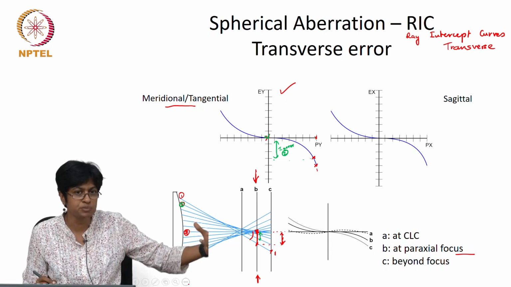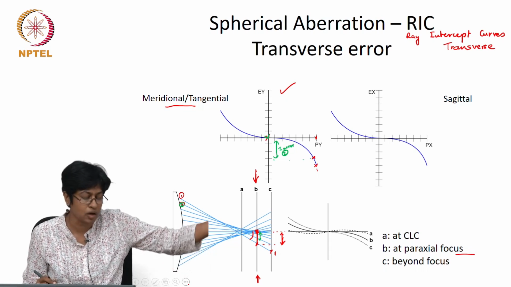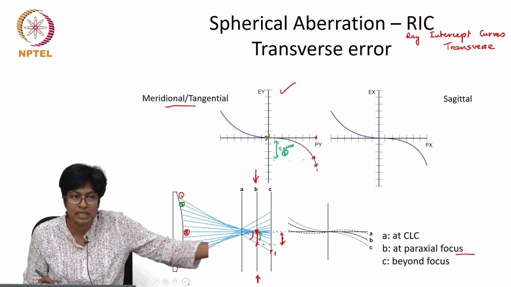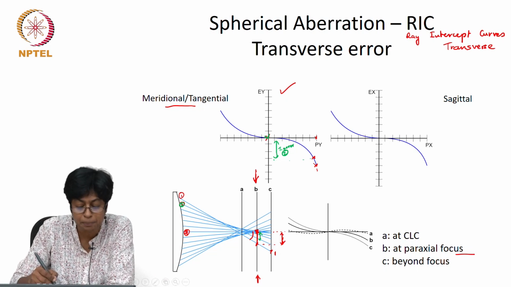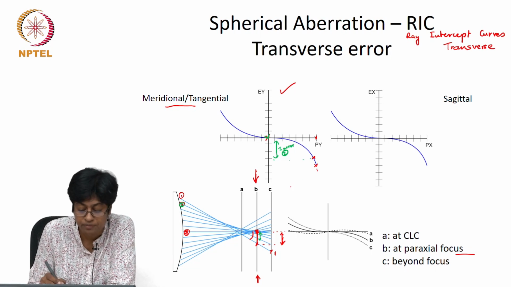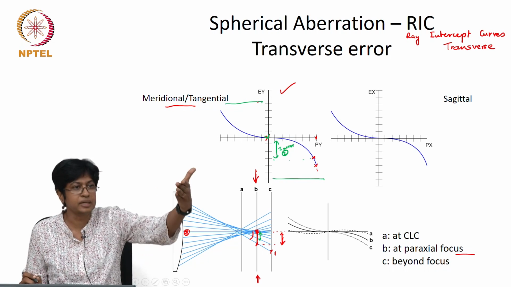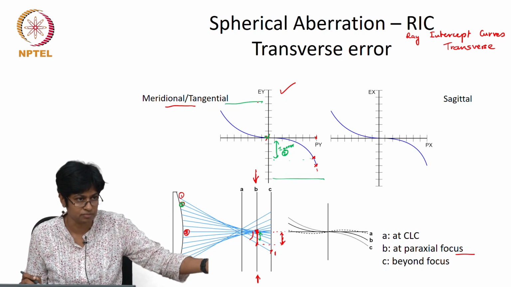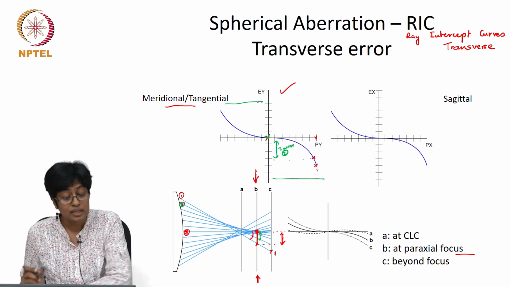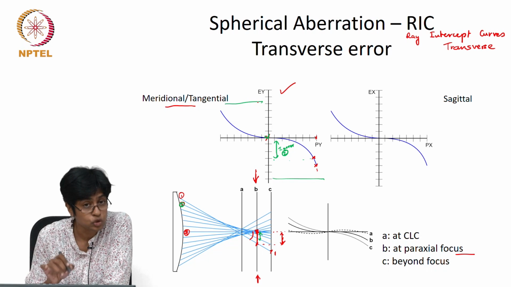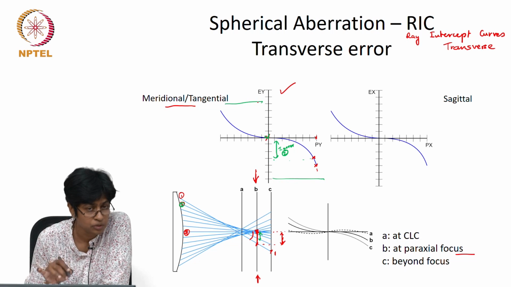You can consider your object point as on the axis or symmetrically seeing the lens. So you expect this curve that you developed in this region to be identical here, except it's flipped now because the values are positive. Okay? So this is a curve that we have drawn for spherical aberration for the tangential or the meridional rays.